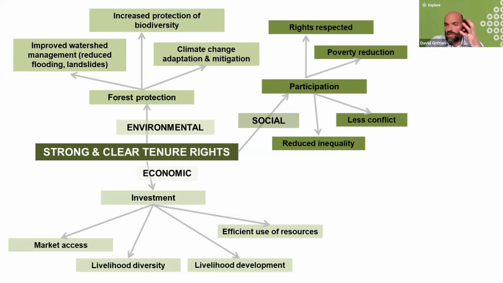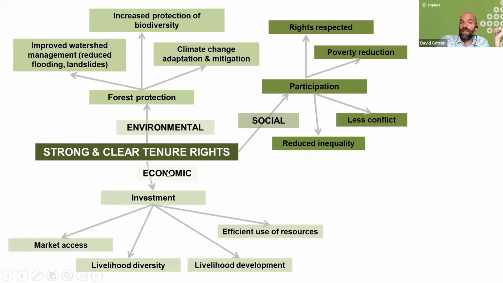Thinking about just a couple of examples, at the social level, if a community has strong and clear tenure rights, they will have clear regulations about how decisions are made within the community. What will that mean in terms of issues of inequality? What will that mean in terms of conflict?